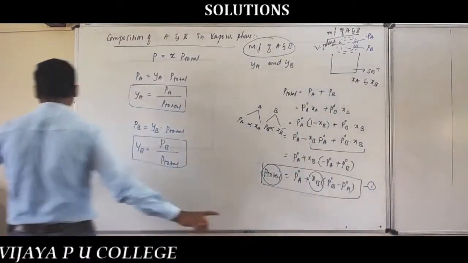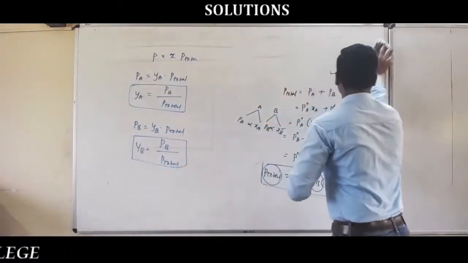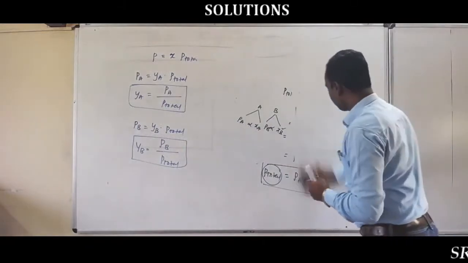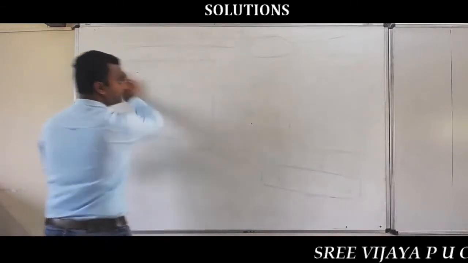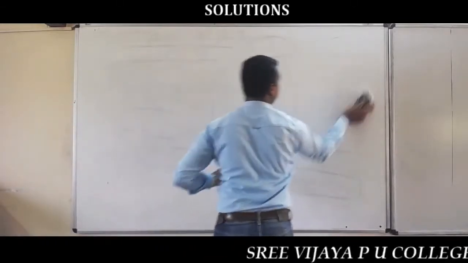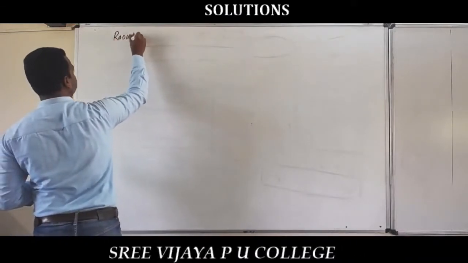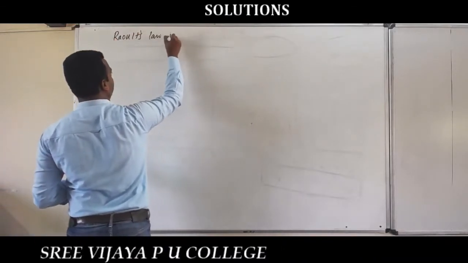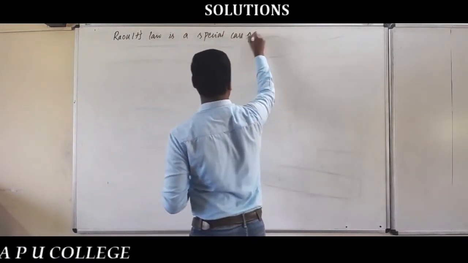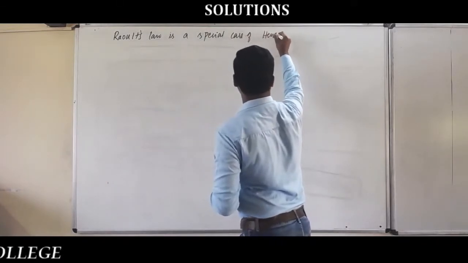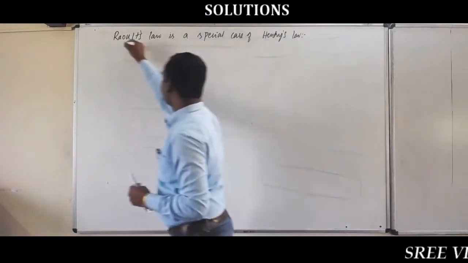So next, another simple topic. Raoult's law is a special case of Henry's law. So ಯಾವ ರೀತಿ ಆಗುತ್ತೆ ಅಬ್ಸರ್ವ್ ಮಾಡಿ.